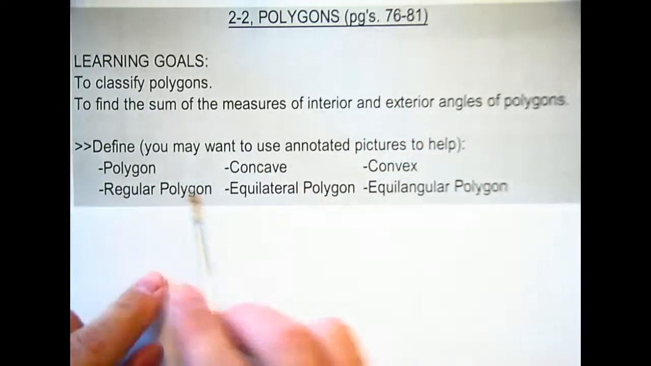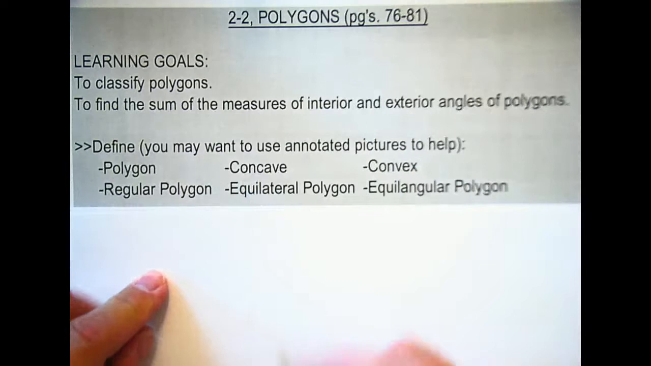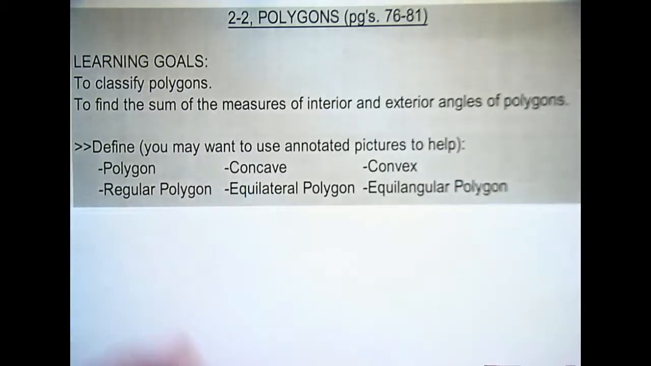And you have different types of polygons. You have a concave polygon. Now, I like to think about these as we're kind of checking them out. Concave meaning it would have a cave in it if you had a picture of it. So let me draw one real quick.